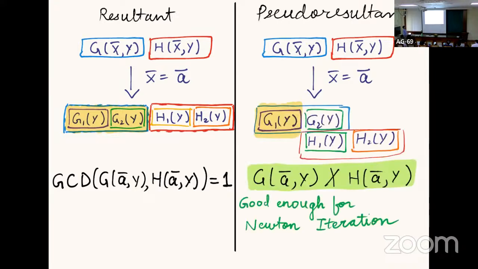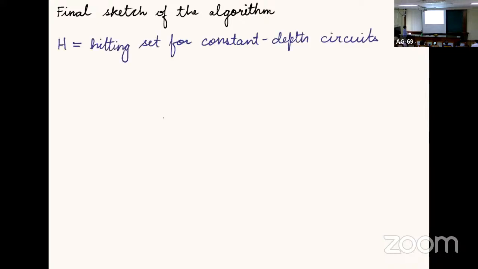What pseudo resultant gives us is that once you go to the univariate world, there might be an intersection between the factors that came from G and the factors that came from H. But the factors of G won't be completely subsumed by the factors of H. There will be some factor here which will not divide H of A comma Y, and then you can use a root for that univariate to start your Newton iteration. Because then H of A comma Y, which is what showed up in the denominator, that will stay non-zero. So that is the place where pseudo resultant shows up, and this is the final sketch of the algorithm.